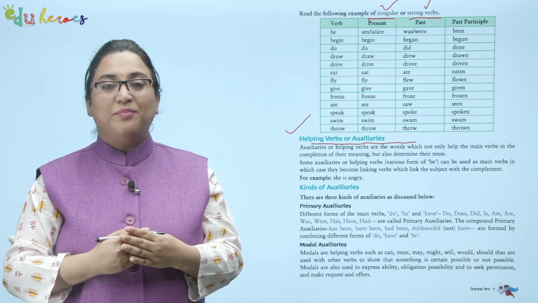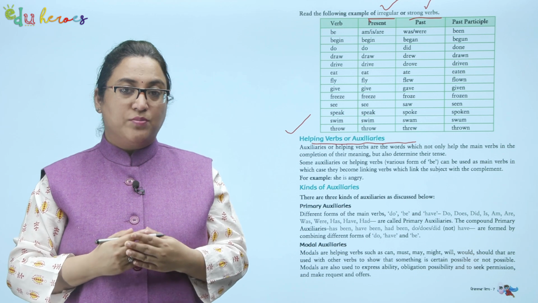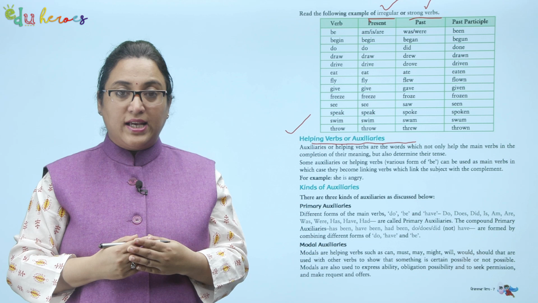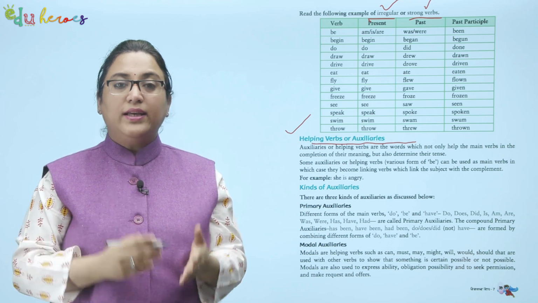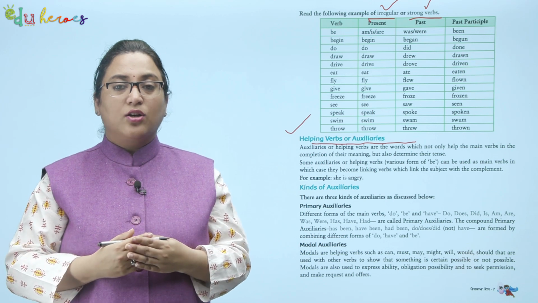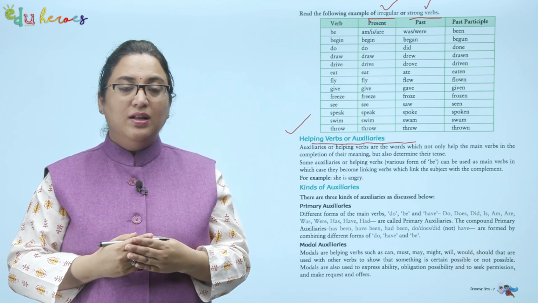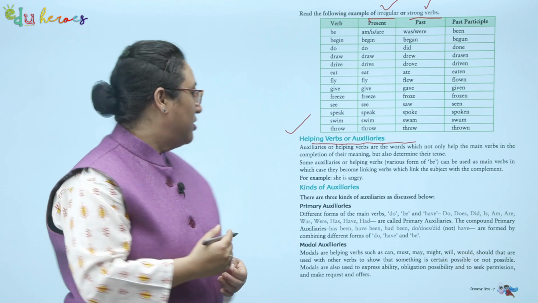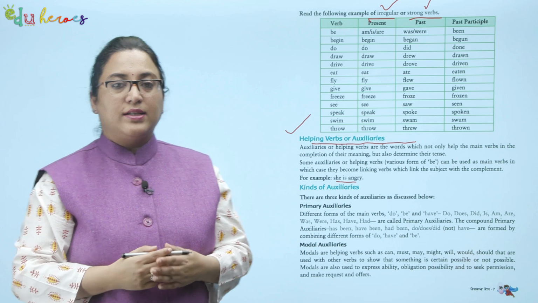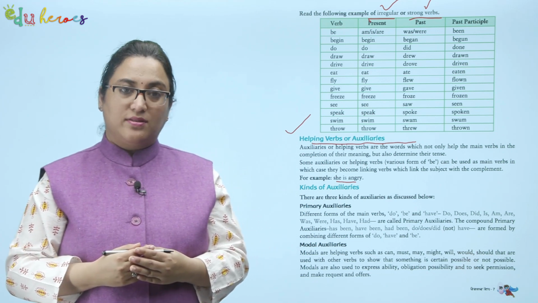Some auxiliaries or helping verbs like various forms of be can be used as main verbs, in which case they become linking verbs which link the subject with the complement. For example, she is angry. So here is is the verb and it is linking both subject and complement.